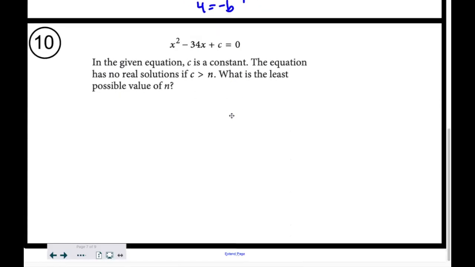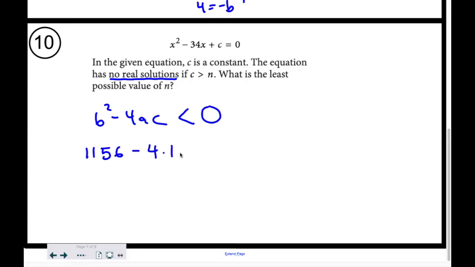Okay. Now we get back to types of solutions to a quadratic. They're saying that it has no real solutions. So that's the types of solutions, not asking for a specific solution. And when that happens, I would think immediately b squared minus 4ac, which is the discriminant. And when there's no solutions, the discriminant is going to be less than 0. So we're just going to solve this equation. All right. B is negative 34. Negative 34 squared is 1,156 minus 4 times A is 1 and C is C. So we're just going to take this and make it look like this.